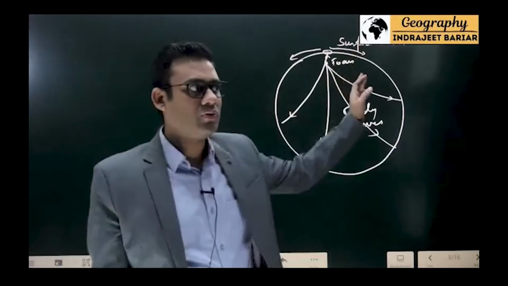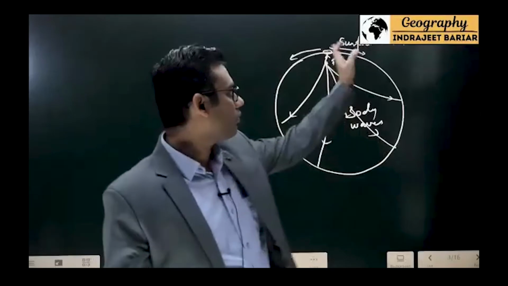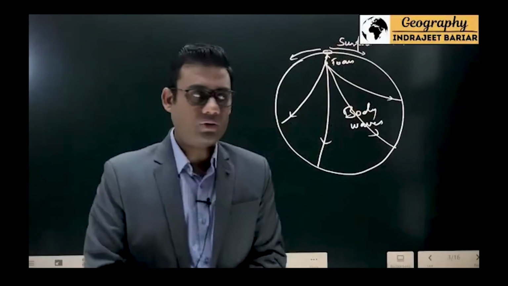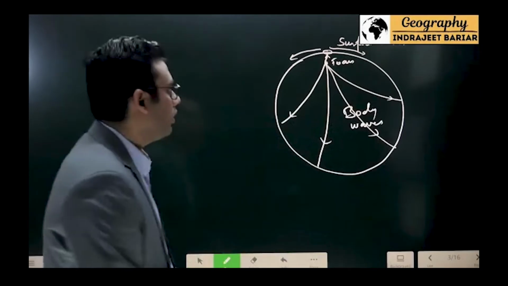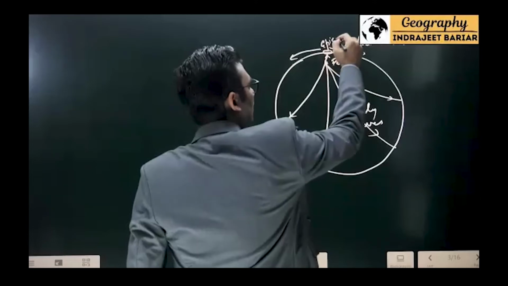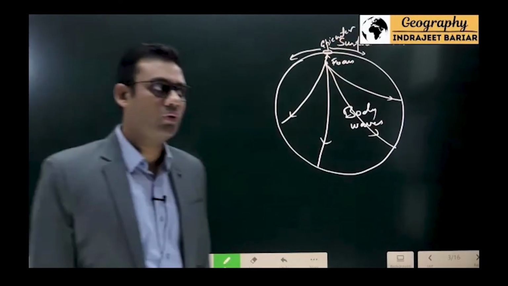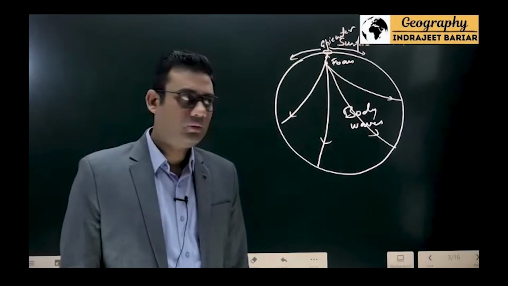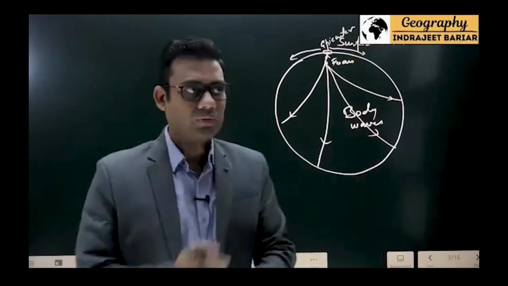So we have body waves, we have surface waves. Body waves travel through the interiors of the Earth, surface waves travel on the surface of the Earth. Two sets of waves. Now here, this is the point which I call the focus. This is the point which I call the epicenter, which is right above the focus point. So seismic waves: two categories, body waves and surface waves.